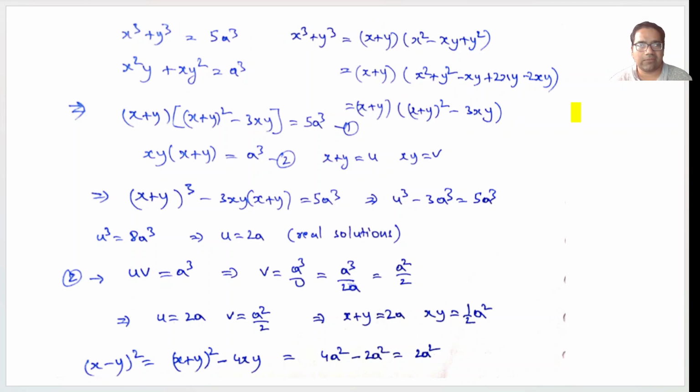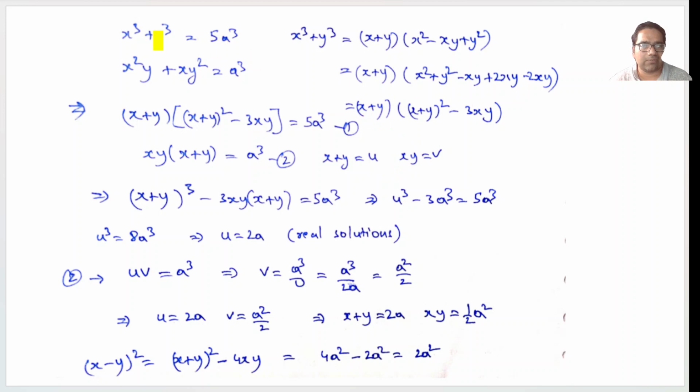This entire piece should be equal to 5a cubed. Now, in the second term also we can take xy common and then we'll be left with xy times x plus y, which becomes a cubed. So the second equation we have converted in terms of xy and x plus y. The first equation also we have converted in terms of x plus y and xy. Now, let us substitute x plus y as u and xy as v. This is just for our simplicity because it is easier to see. So, x plus y as u, xy as v.